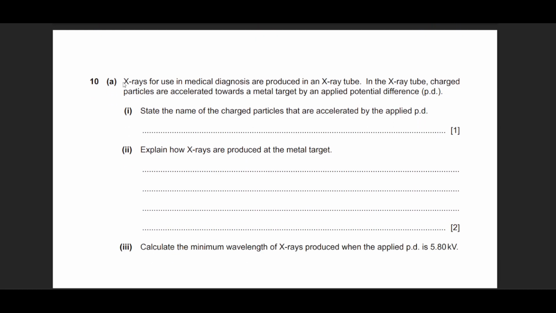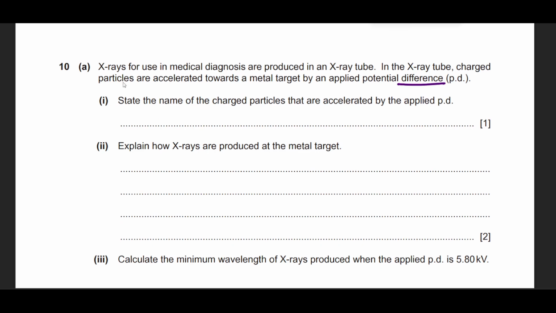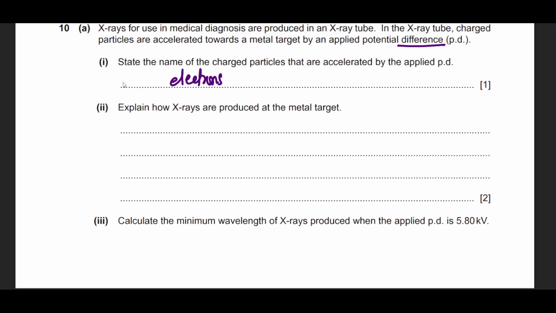We move on to the last question, which is question number 10, X-ray medical physics. Charged particles are accelerated towards the metal plate by applying a potential difference. What are those particles? So we are actually accelerating electrons to hit a metal target. Explain how X-rays are produced at the metal target. So they basically slow down.